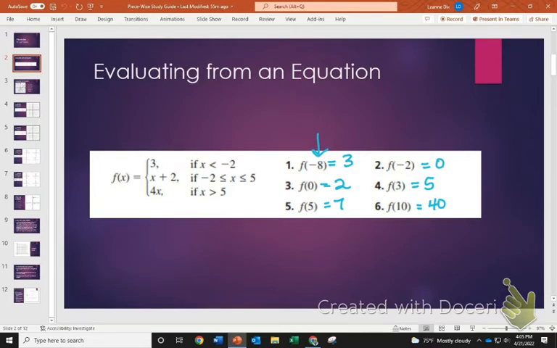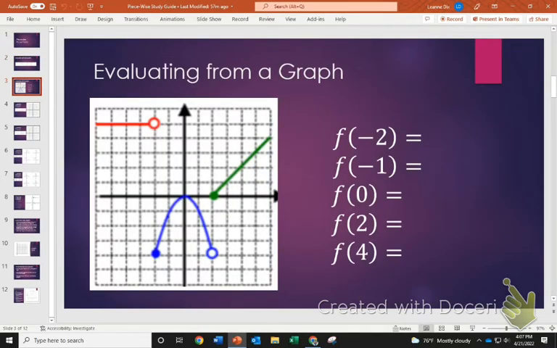The second thing you're going to see is the same exact idea, but now we're going to be evaluating from a graph. Think about this as an ordered pair. Again, they're giving us our x values within the parentheses, and we're going over to the graph and asking ourselves, what is the y value if our x value is -2? So let's look at that.